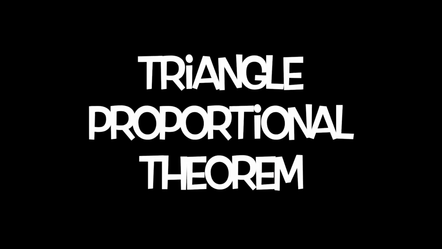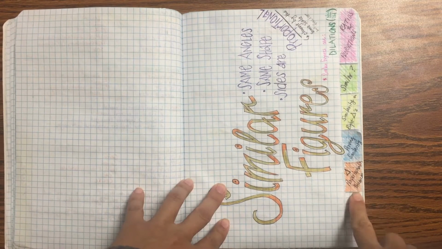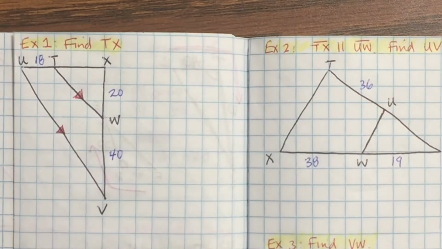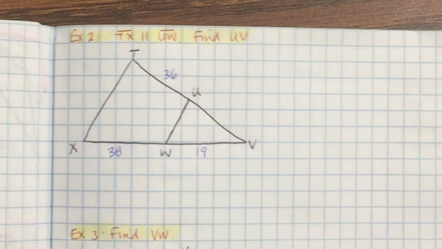Take a look at the triangle proportionality theorem. This is really just a shortcut to what we've already been doing. So go ahead and make your tab, pause the video and copy the 4 examples down.